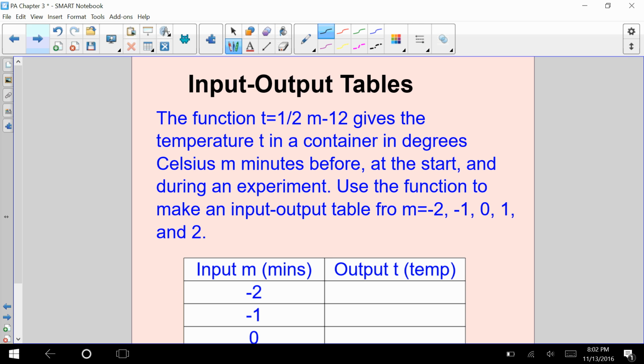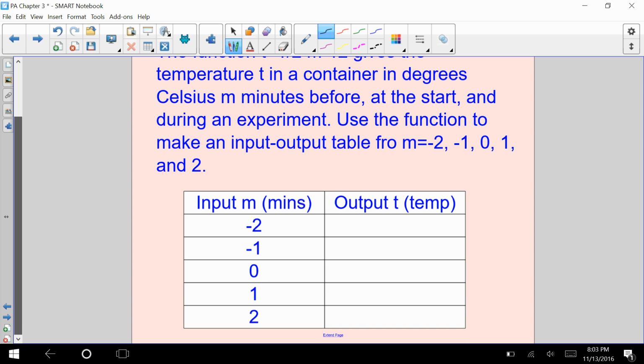All right, now let's make an input-output table. The function t equals 1/2 m minus 12 gives the temperature T in a container in degrees Celsius and the minutes before, at the start, and during an experiment. Use the function to make an input-output table for m equals -2, -1, 0, 1, and 2.